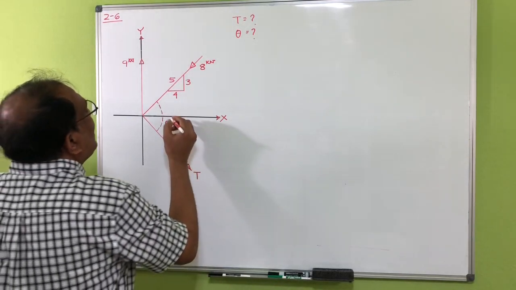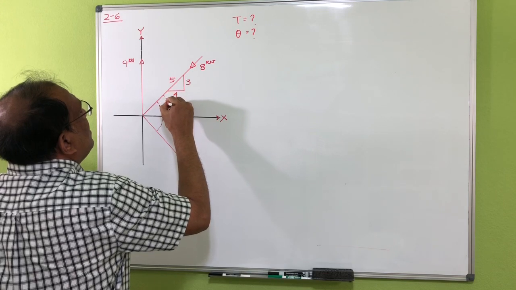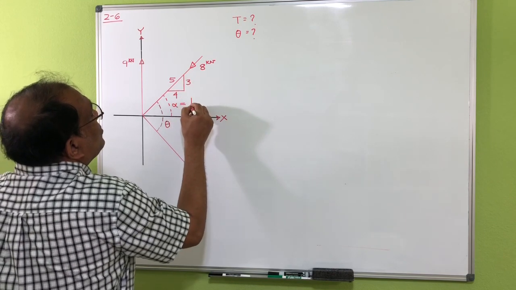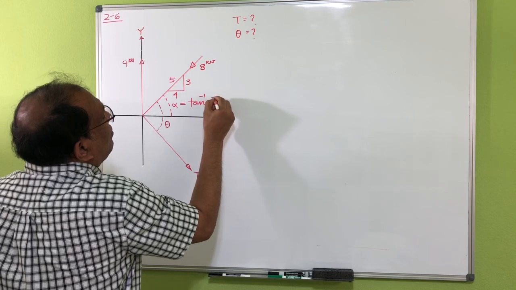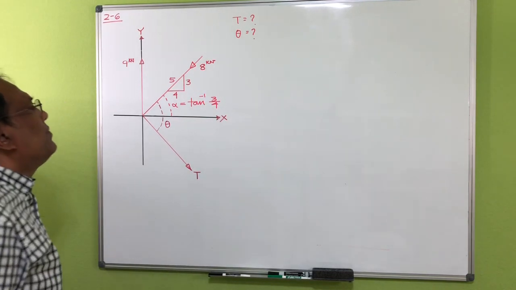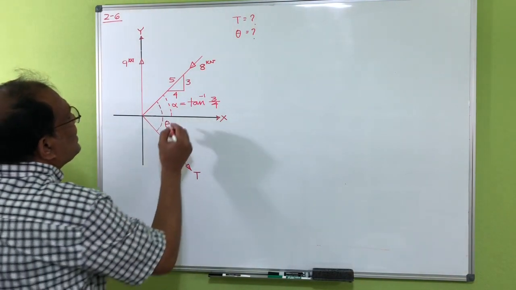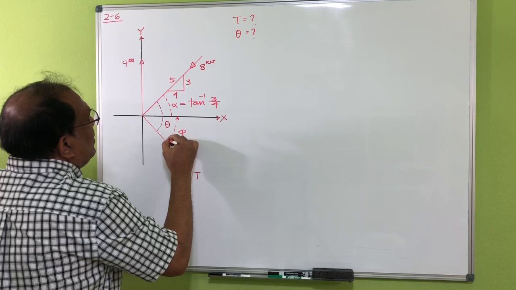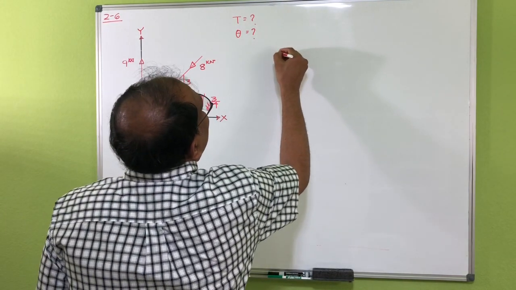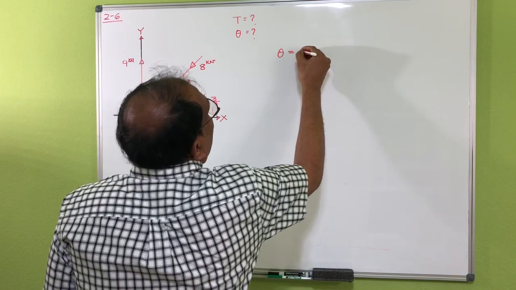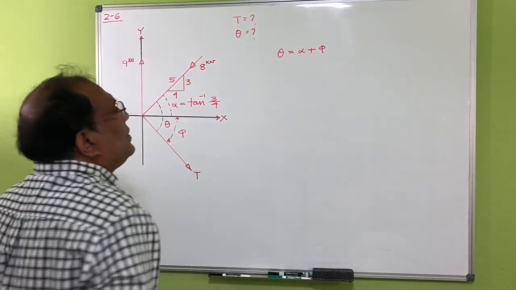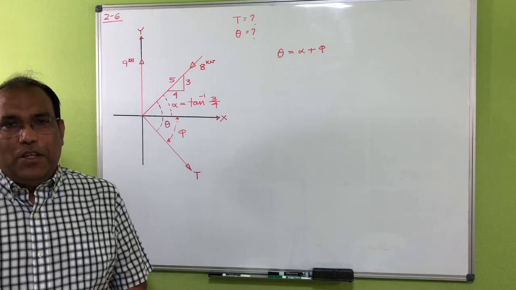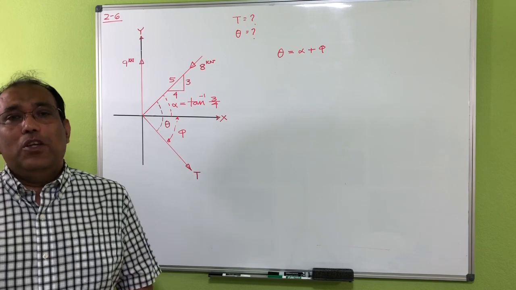Now let's say I already know this angle here. Let's call it alpha, which would be tan inverse 3/4. And let's say this angle is phi. So theta is nothing but alpha plus phi. Now since this one is in equilibrium, we are just going to use the summation of force in the x direction equal to 0 and summation of force in the y direction equal to 0.